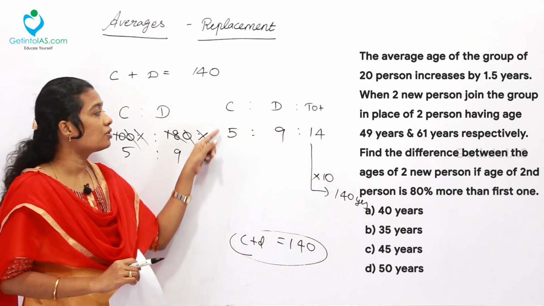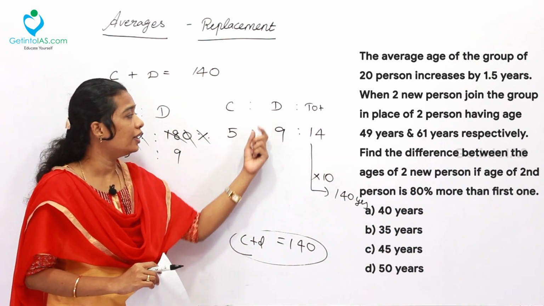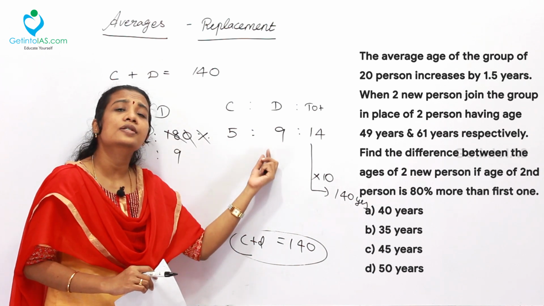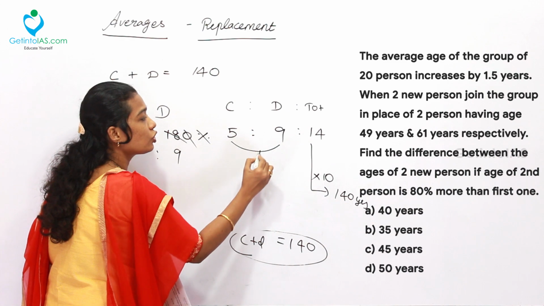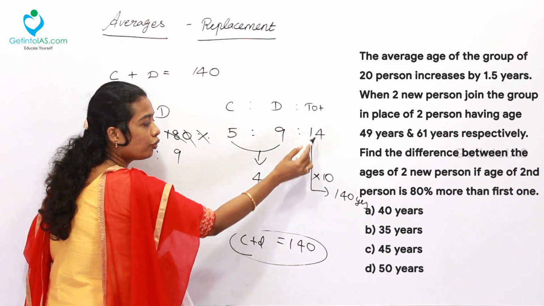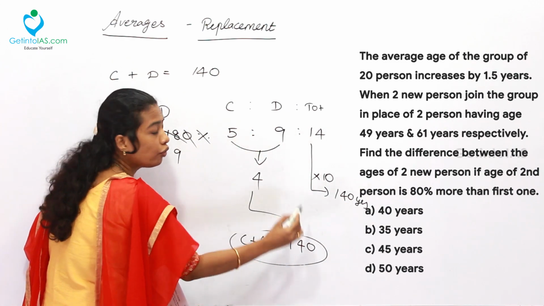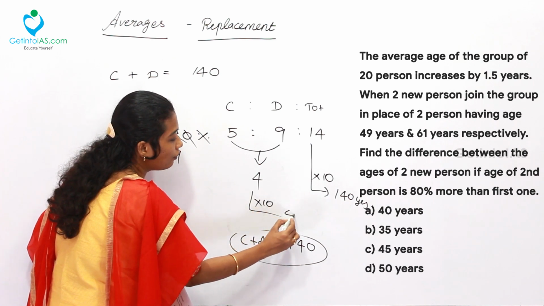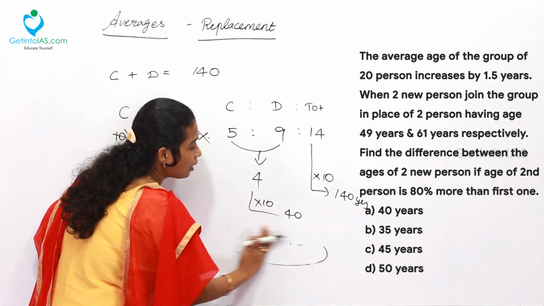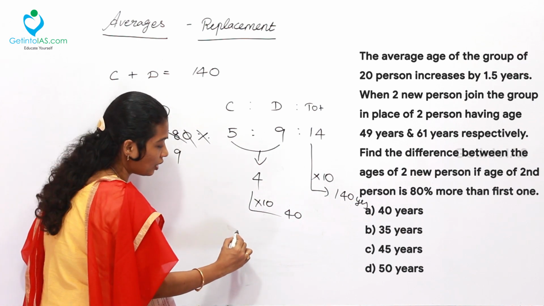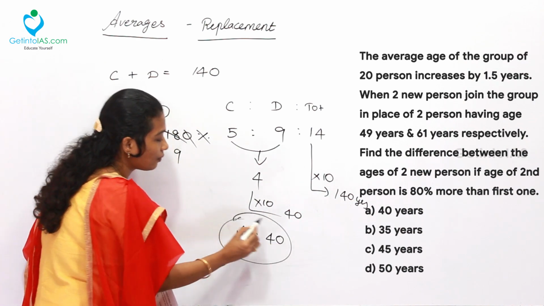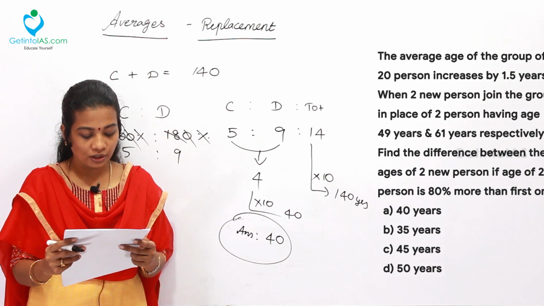Now, the age of C is 5 into 10, 50. D is 90. The age difference is 40. Or else you can directly take the ratio difference, 4 units. 14 units say 140. 4 units equal to what? 4 into 10, 40. Finally, the answer for this question, the difference between the ages of the two persons, is 40 years, which is given in option A.